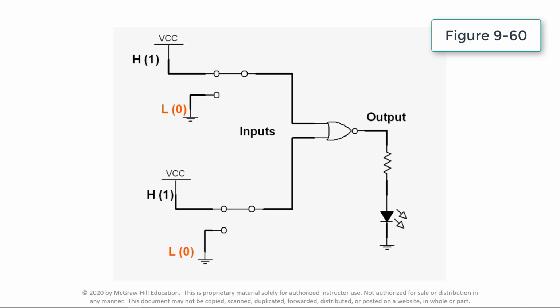This video demonstrates the operation of a NOR gate. A NOR gate is a combination of a NOT gate and an OR gate. It is called a NOR gate after the NOT OR function it performs. The output of a NOR is 1 only if both inputs are 0. Its output is 0 only if any input is 1.